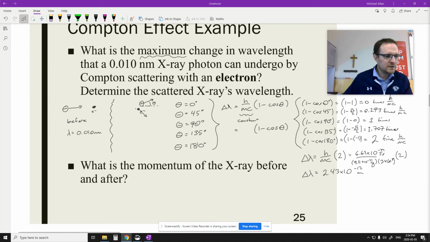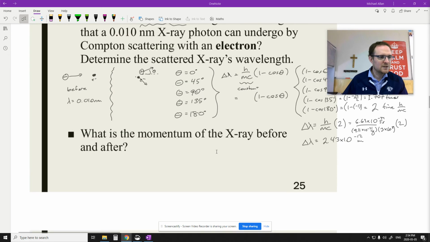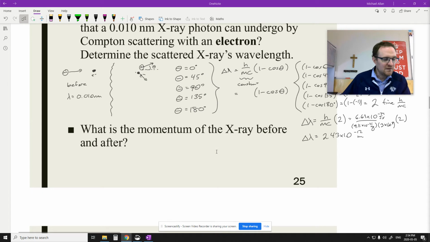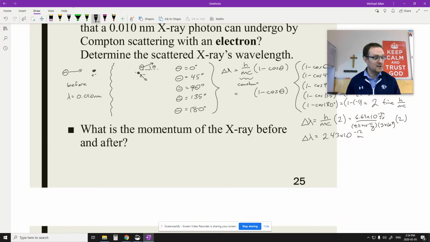Okay, so we want to determine the momentum. We got the change in wavelength. We want to determine the momentum of the photon before and after here. So we're going to pull out our formula sheet and the formula for the momentum if we know the wavelength. The momentum of a photon is h divided by lambda. I want to do this calculation twice, before and after.